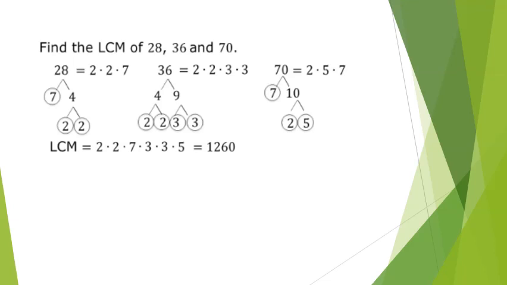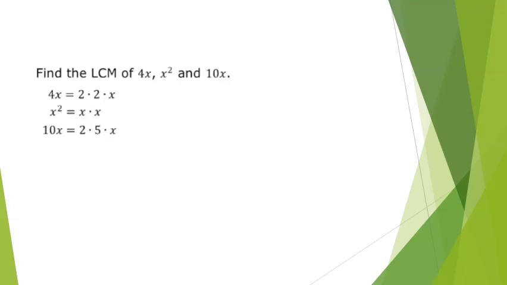2 times 2 times 7 times 3 times 3 times 5. And that comes out to, when you multiply them, 1,260. So the least common multiple of 28, 36, and 70.